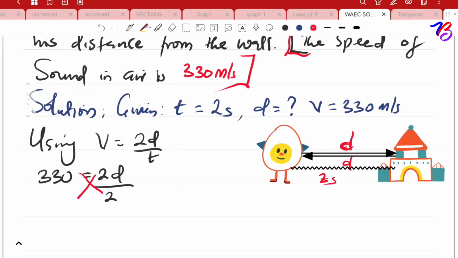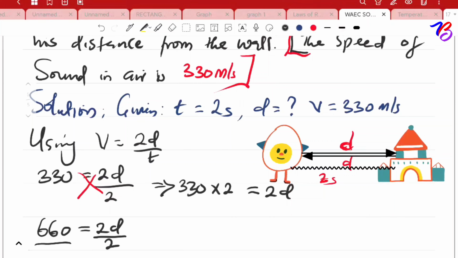Cross multiplying, we have 330 times 2 is equal to 2D. 330 by 2 will give you 660 is equal to 2D. Divide through by 2 so that our D is equal to 660 by 2 will still give you back your 330. So our final answer becomes 330 meters.